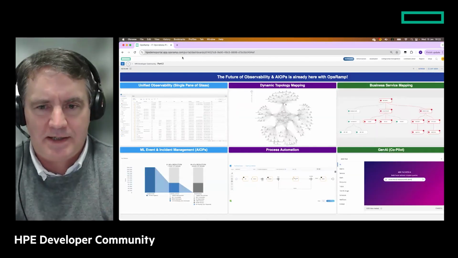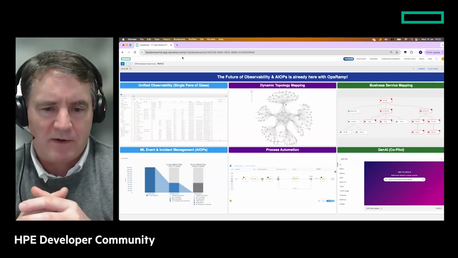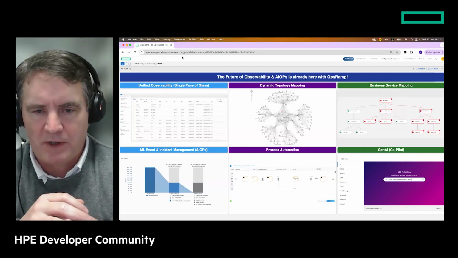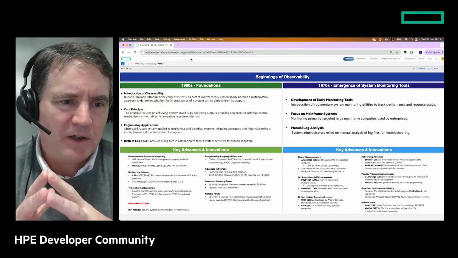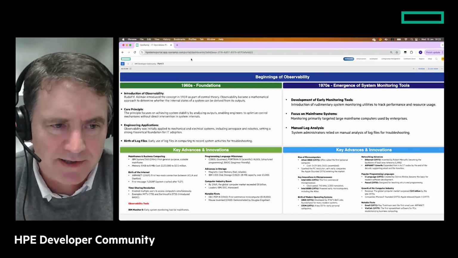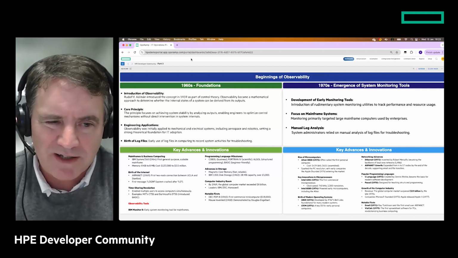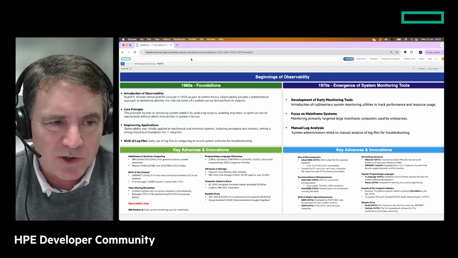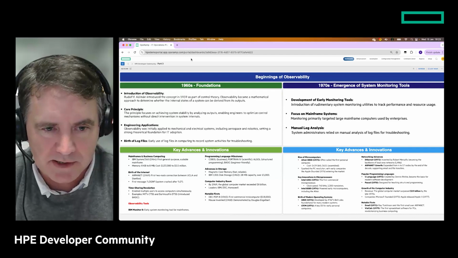So this is where we are now. We have a single platform for observability, AIOps and automation. But how did we get here? You have to go back to the 1960s to look at this. Where did this all come from? It was actually introduced in 1959, not 1960s.